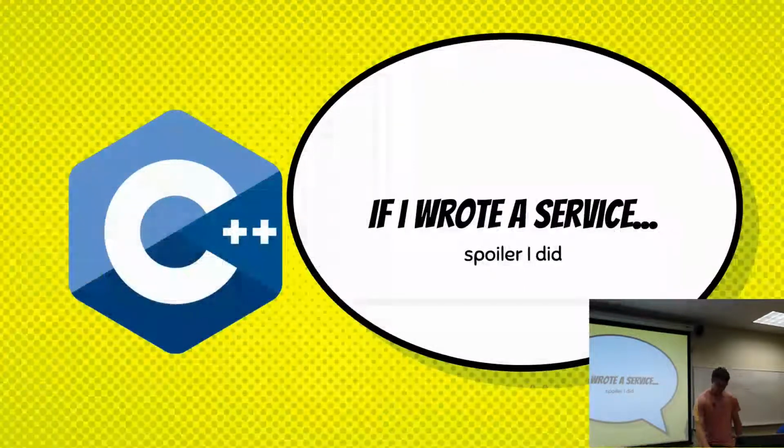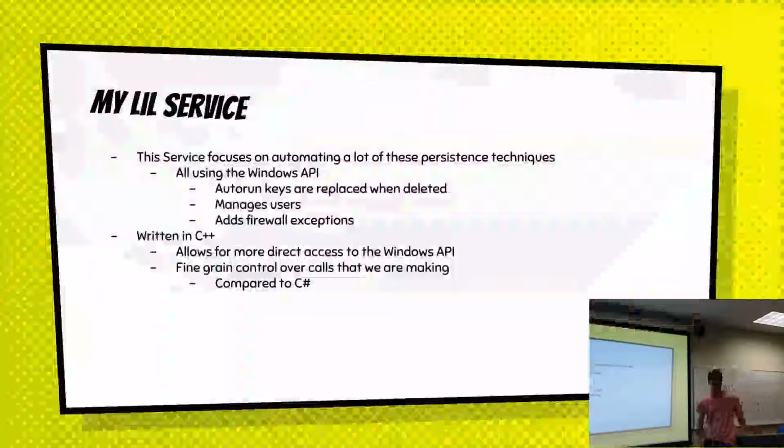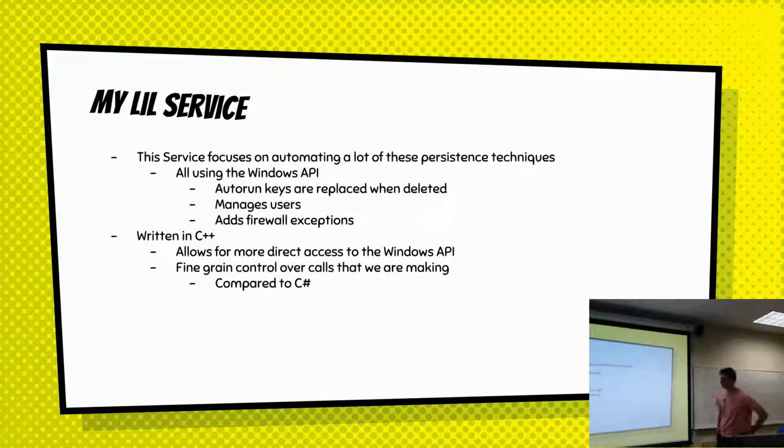So if I wrote a service, which I did, fun fact, what would I do? Why do I think services are one of the better methods of persistence on a box for Windows, right? Well, first off, you have access to the Windows API. With the Windows API, for the most part, you can do just about anything you'd like. And you're interfacing pretty much at the lowest level you can without being in the kernel. So you have access to a lot more functions, especially if you're in C++. And yeah, you're just going to be able to do a lot.